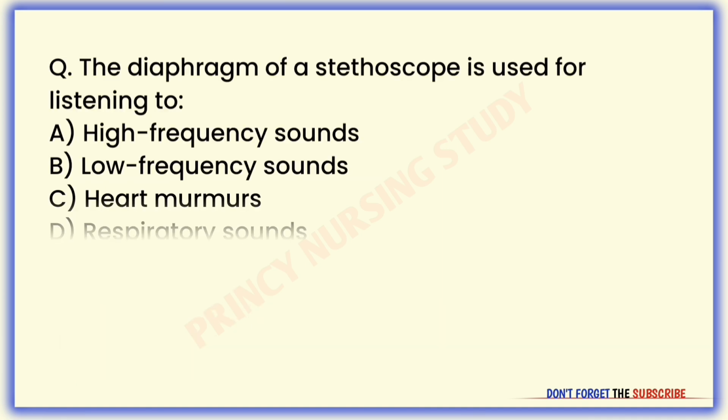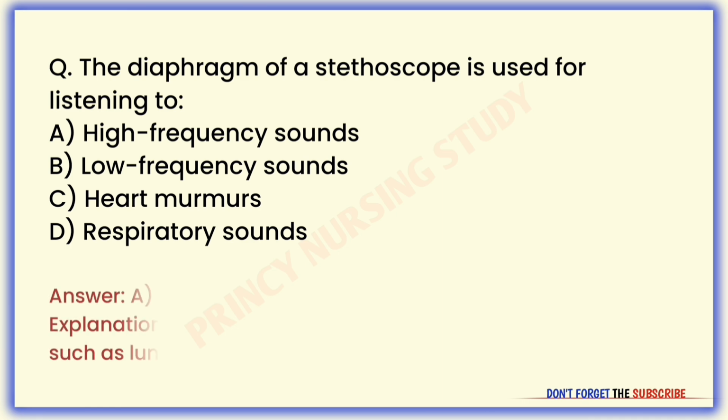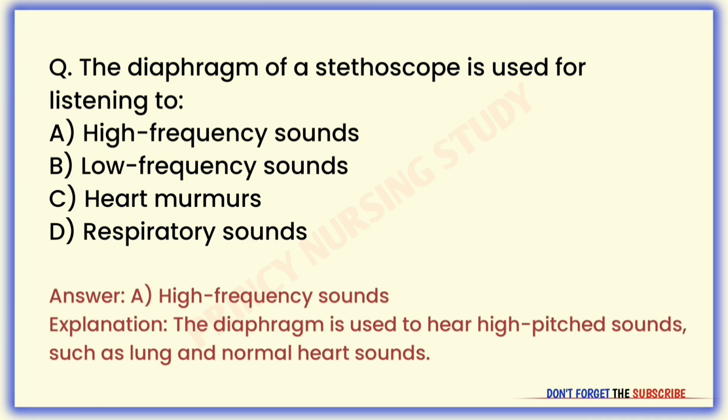Next question. The diaphragm of a stethoscope is used for listening to. Correct answer is A. High frequency sounds. The diaphragm is used to hear high pitched sounds such as lung and normal heart sounds.